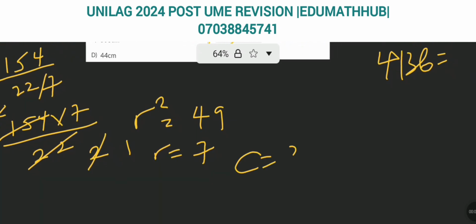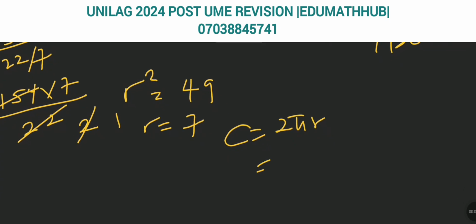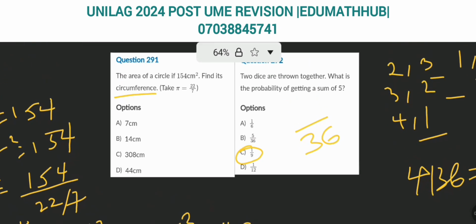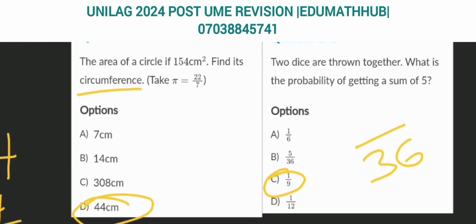So the formula for circumference is c equals 2 pi r. From here, we already know our value of r. So 2 times 22 over 7 times 7. So the 7 will cancel the 7. Then the value of c will be 2 times 22, which is 44. So the value of the circumference is 44. So move to the options and look for 44 there. You can see it right there.